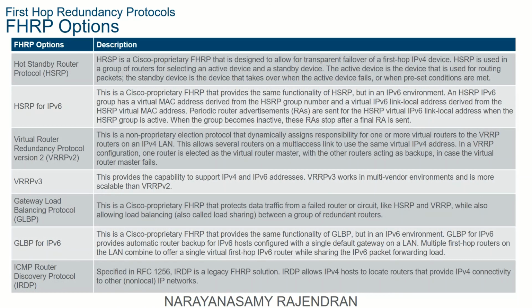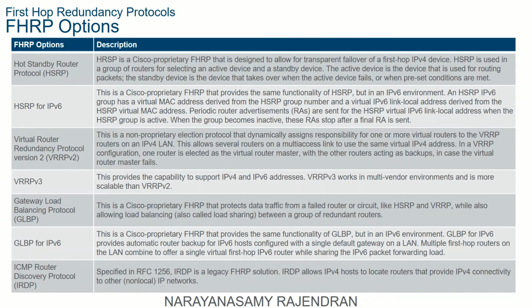How the FHRP is used in a production environment largely depends on the equipment and need of the network. The below table lists all the options available for the FHRP. There are different options available in FHRP: HSRP, Hot Standby Router Protocol; HSRP for IPv6; VRRP version 2, Virtual Router Redundancy Protocol version 2; and then VRRP version 3; then GLBP, Gateway Load Balancing Protocol; then GLBP for IPv6; then IRDP, ICMP Router Discovery Protocol. So these are all the different options available in the FHRP protocol. We will briefly discuss these options one by one.